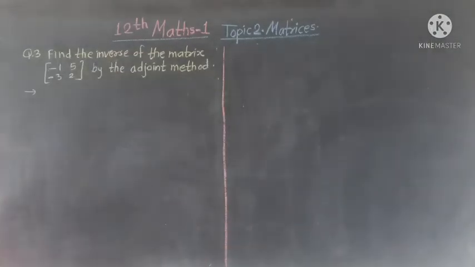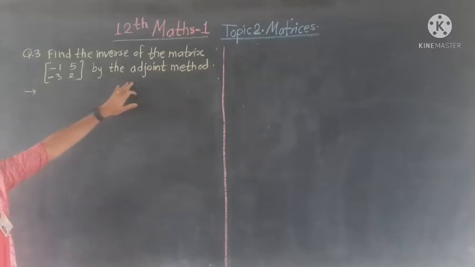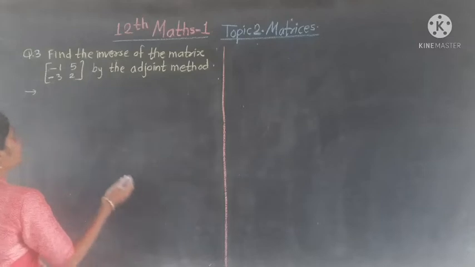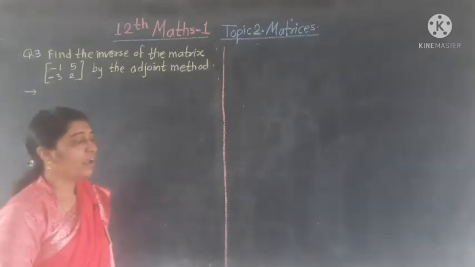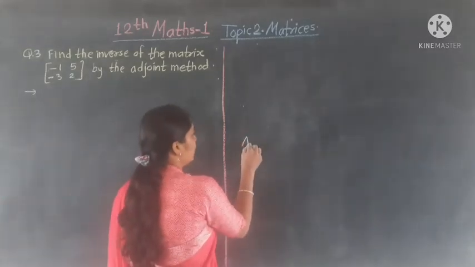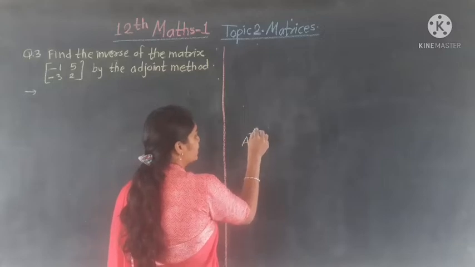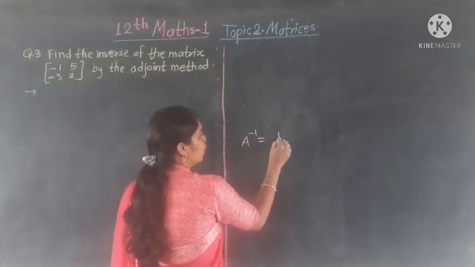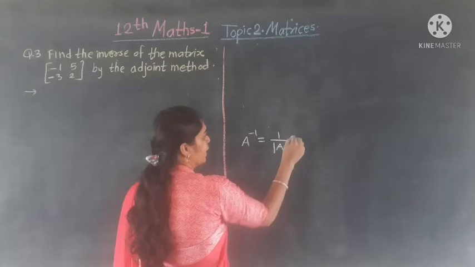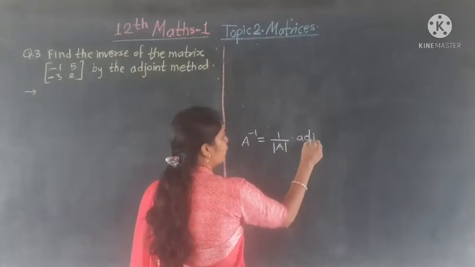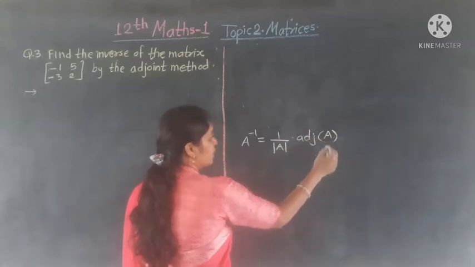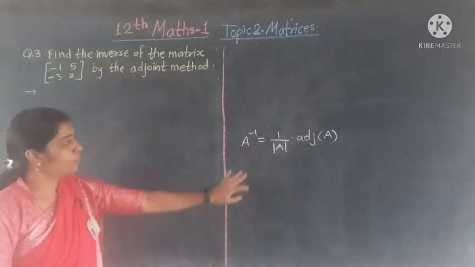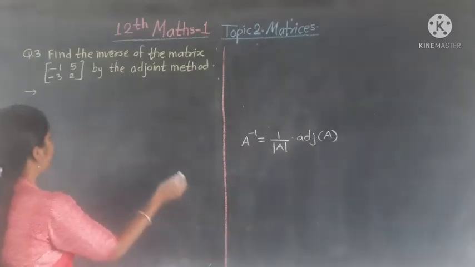Next example is of adjoint method. Here the given matrix is of order 2 by 2. We have to find the inverse of this matrix by the adjoint method. What is the adjoint method? For the adjoint method, we know the formula. A inverse is equal to 1 upon determinant A into adjoint of A. This is the formula. So we first find determinant A and adjoint of A.